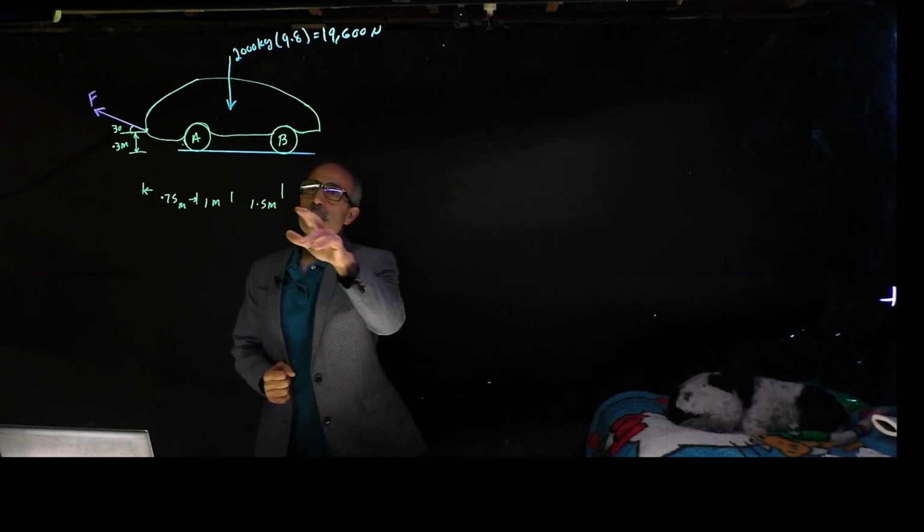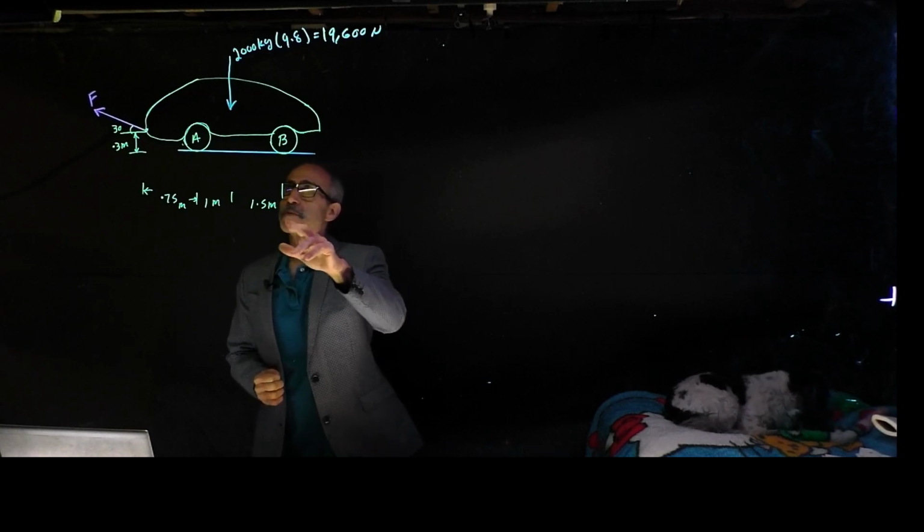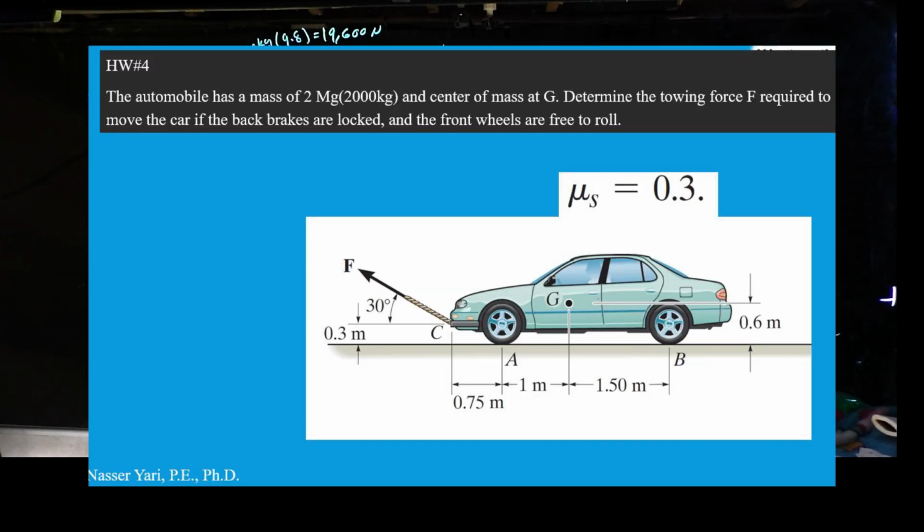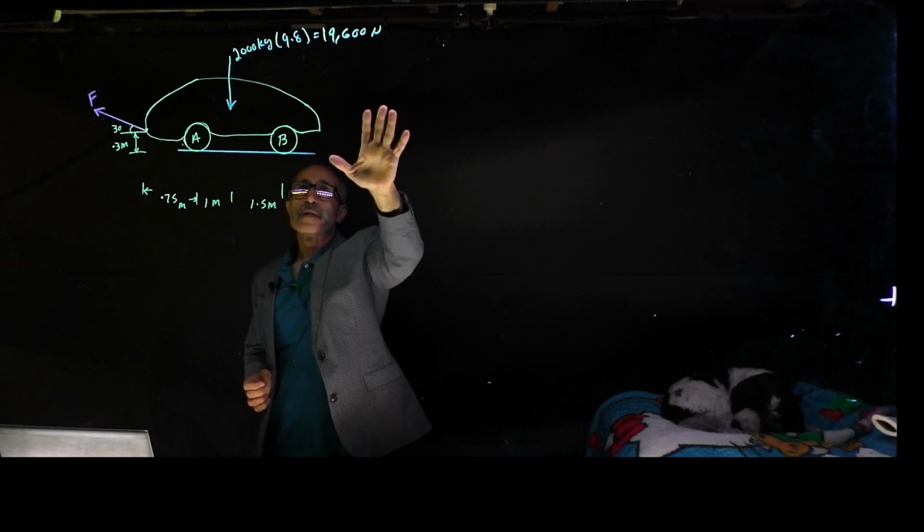There were a lot of questions about this homework. How do we solve this problem? So here's the problem. Take a look at it on the board. The vehicle weighs about 2,000 kilograms, and because it's 2,000 kilograms, we work in the SI system. It's not a pound. We have to convert this to Newtons to make it a force. We multiply by 9.8, which gives 19,600 Newtons.